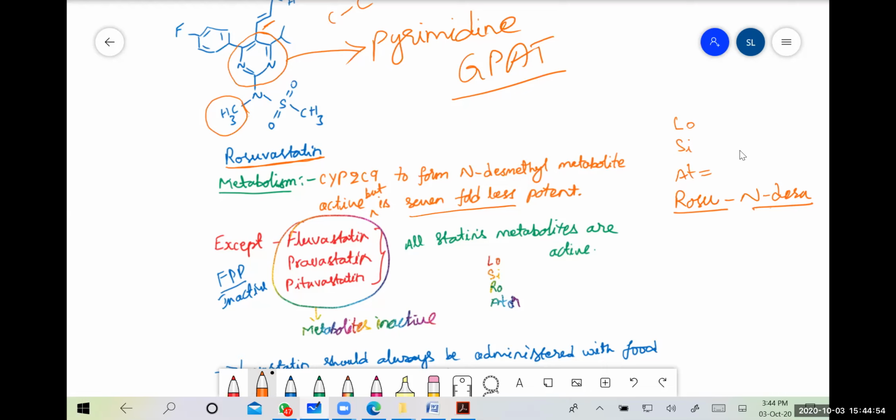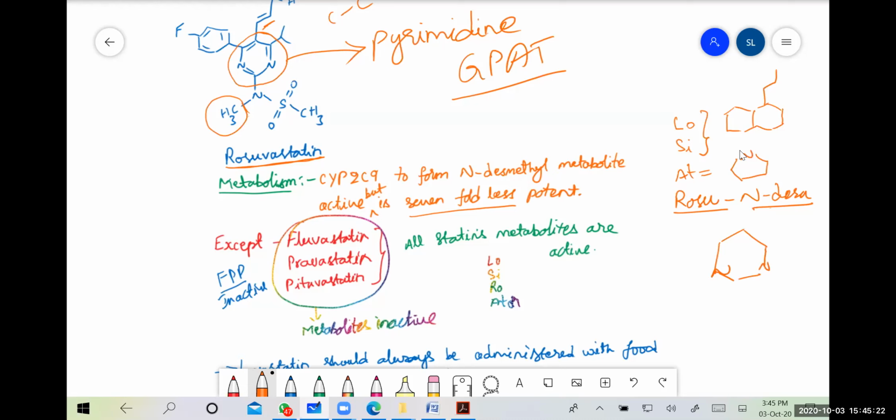So lovastatin and simvastatin have the bicyclic system, which is connected to a lactone ring by two carbons, whereas atorvastatin has a 5-membered heterocycle with nitrogen as the heteroatom, and in rosuvastatin the heterocycle is a pyrimidine nucleus.